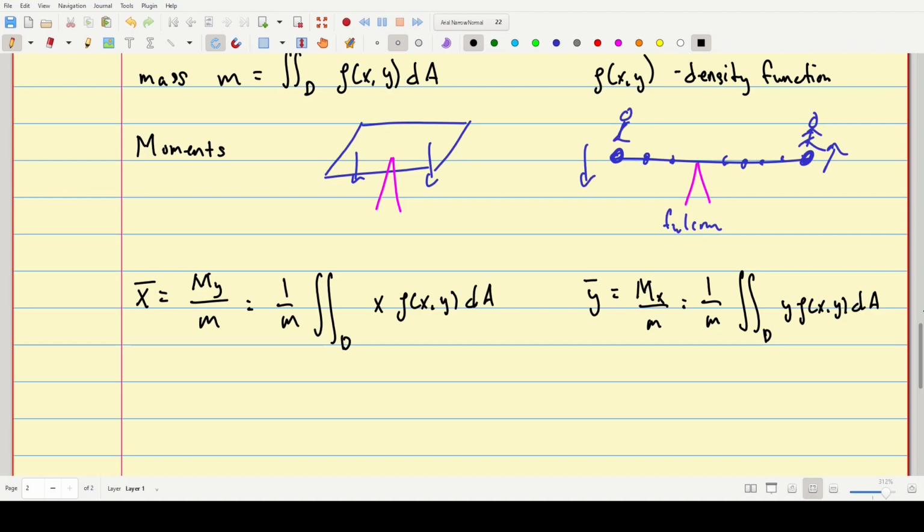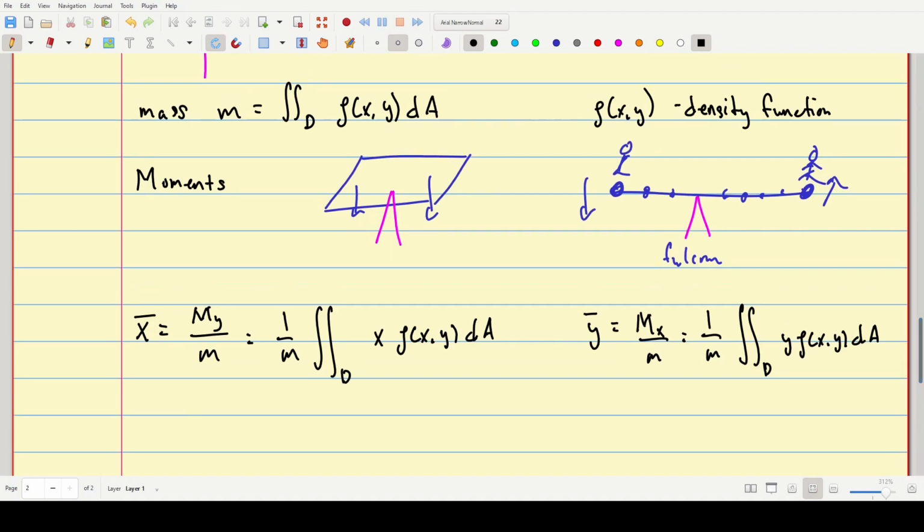Okay, so in general, to solve this problem, if I ask you what the center of mass of a lamina is, you are going to need to compute 3 integrals. The first thing you do is you find the mass of the lamina, and then you find the moments about the x and y axes. Make sense? Okay.